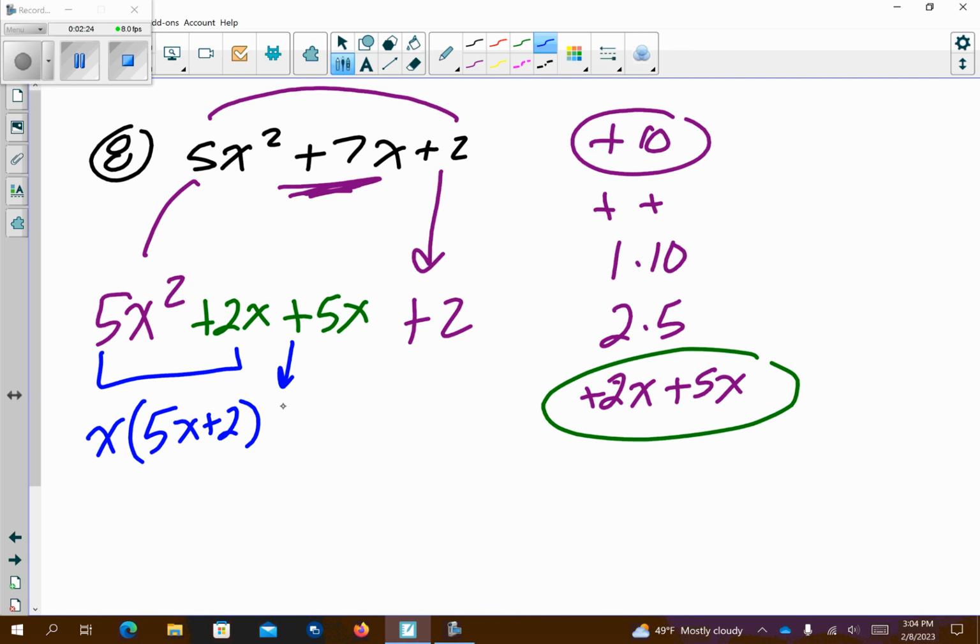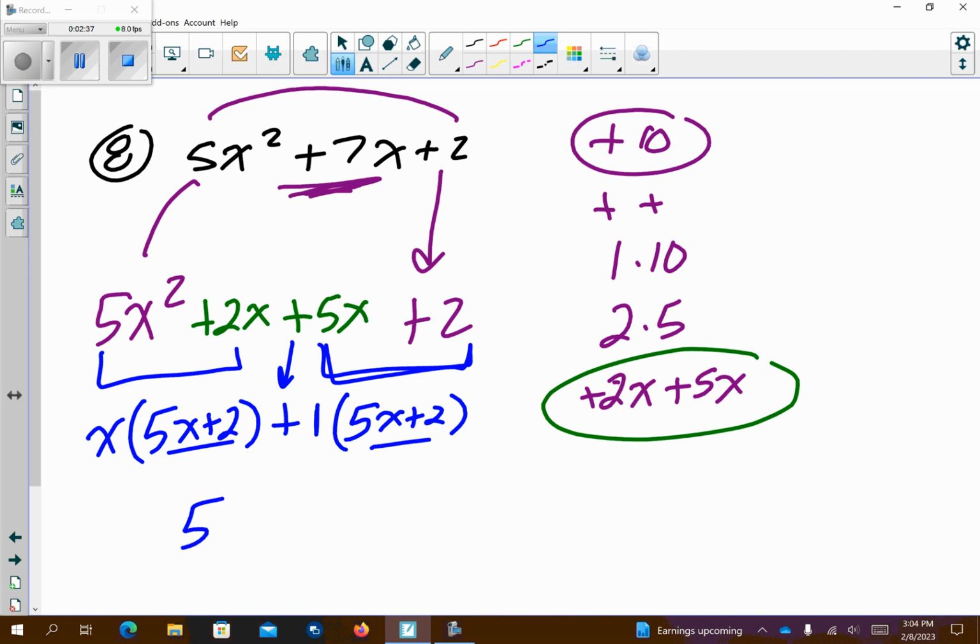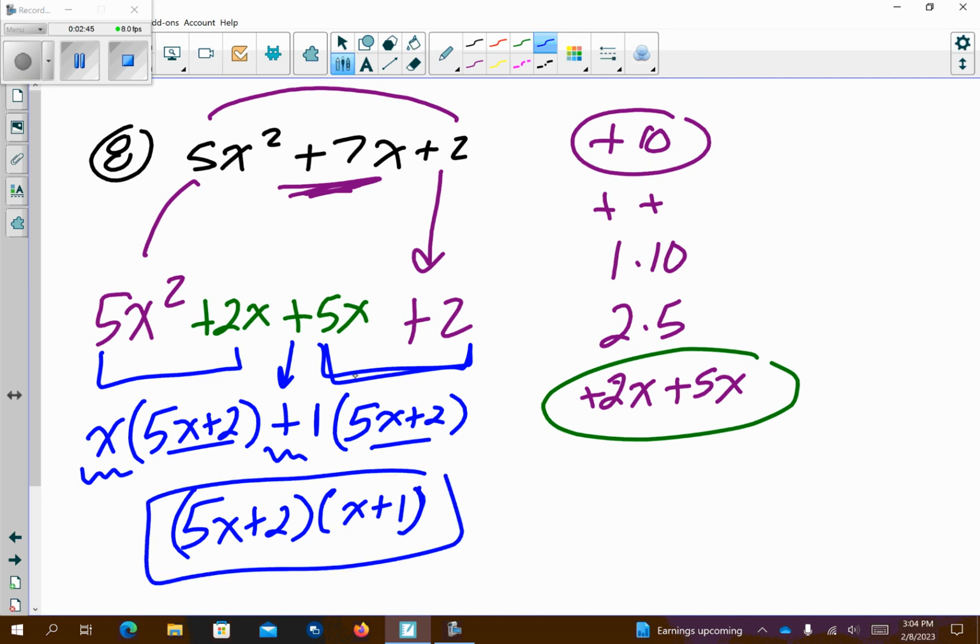This middle sign always comes straight down. It doesn't appear that I can factor anything out, so I'm going to use a 1. 1 factors out of everything. So that's going to leave me this. Now these are both the same, so 5x plus 2 is my first set of parentheses, and then x plus 1 is my other set. And there's my answer.